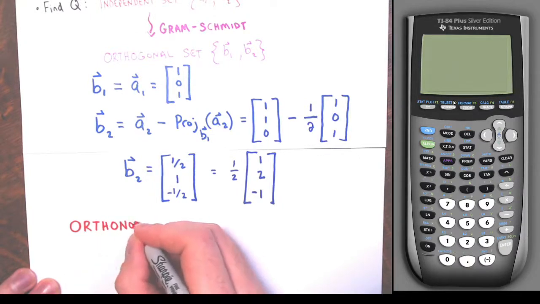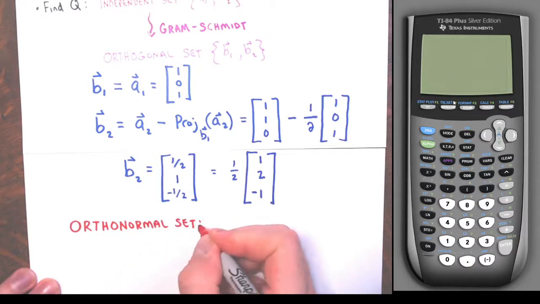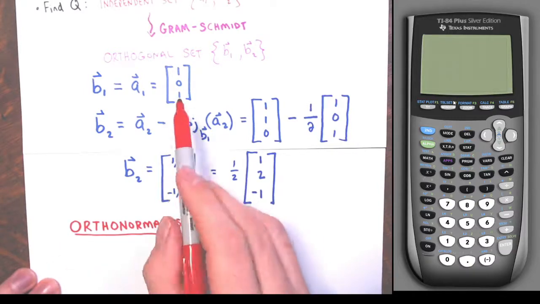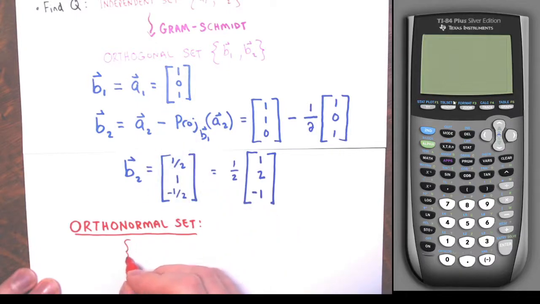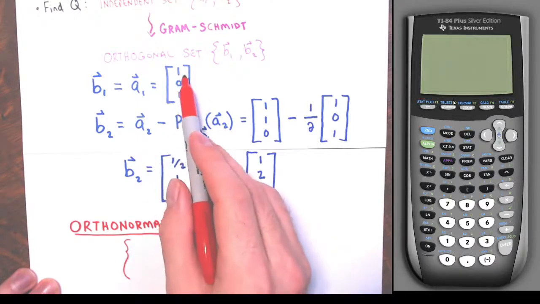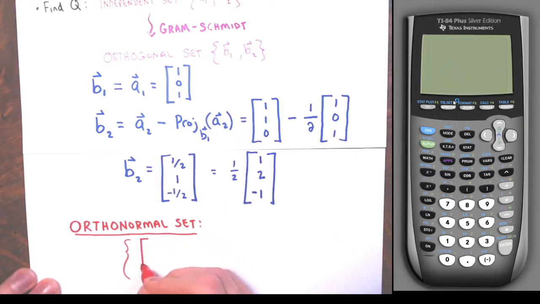So let's make an orthonormal set of vectors by just normalizing them. So what's the norm of 1, 0, 1? That'd be the square root of 2. So let's divide each of these components here by the square root of 2. 1 divided by the square root of 2, 0 divided by the square root of 2, and 1 divided by the square root of 2. Okay.